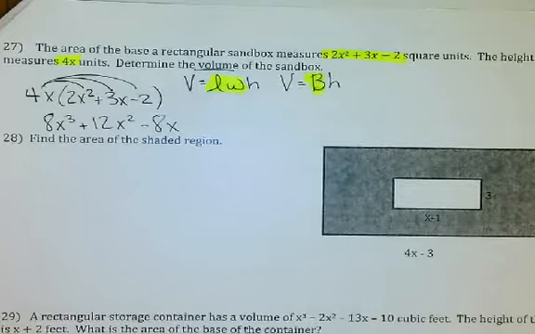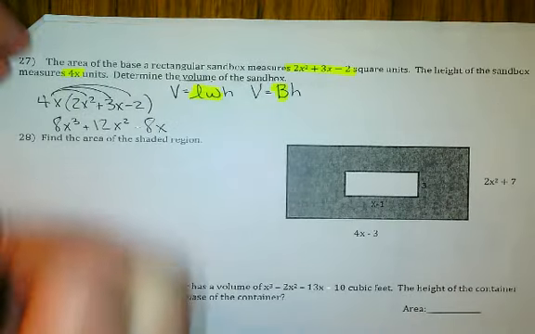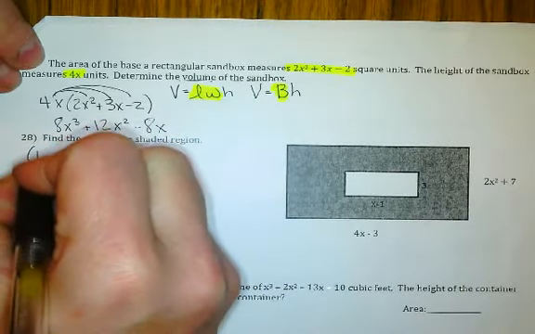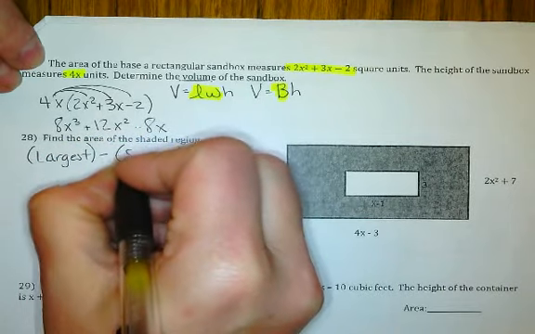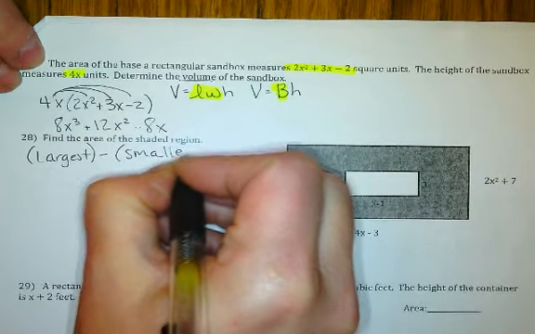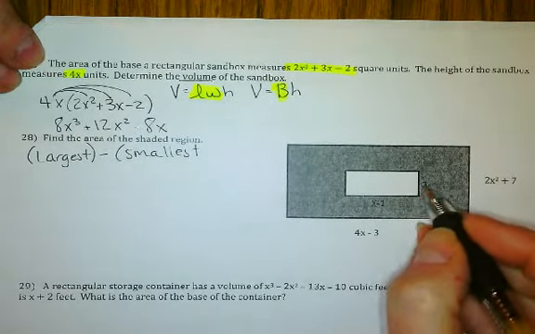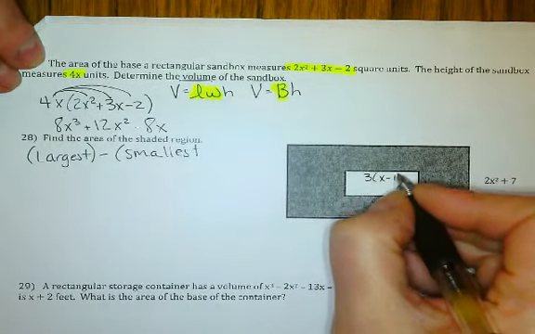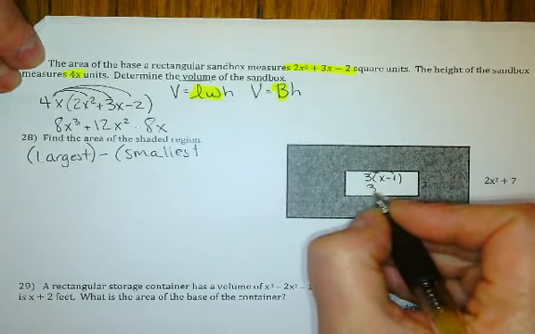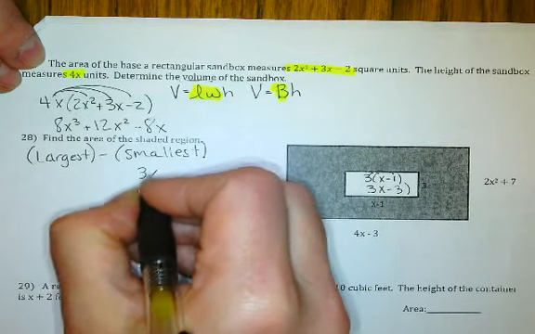Alright, on the next one it says find the area of the shaded region. So on this one here, you need to make sure that when you're doing this, you're subtracting the largest from the smallest. Okay, so for instance, here, this would be my smallest one. So on this one, if I do 3 times x minus 1, I get 3x minus 3. Okay, so that's my smallest one, would be 3x minus 3.